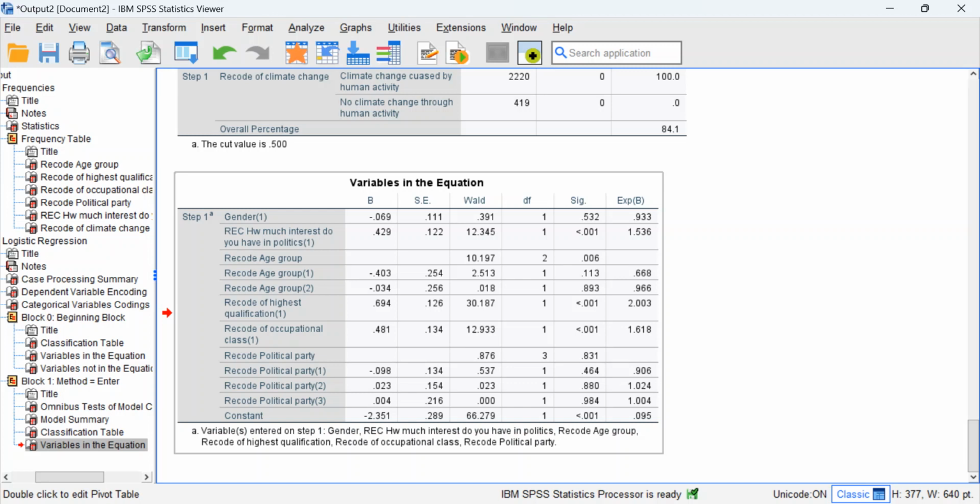So in our model here, what the coefficients are looking at is, for each of the categories of the variables that we've entered into the model, whether this category is more likely not to believe in climate change, or that it's not happening by human activity, rather than believe that climate change is happening. Okay, so those are the odds ratios that SPSS is calculating.